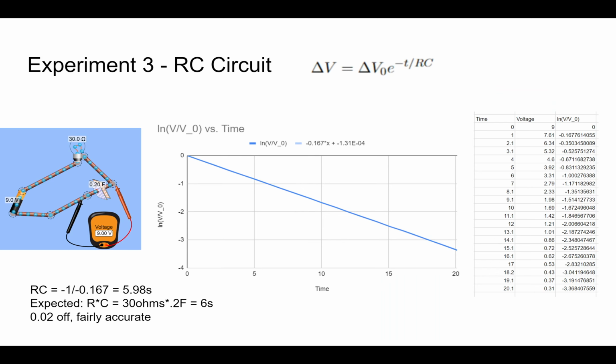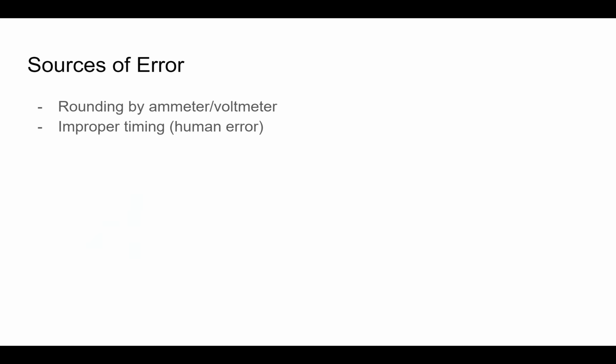And after calculating some voltage values and graphing the natural log of the voltage over the initial voltage, what you get is a linear graph where if you take the natural log, the equation reorients itself so that the natural log of delta V over delta V naught is equal to negative t over RC. So you can calculate RC, which in this case is 5.98 seconds, which is very close to the expected value of 6 seconds.